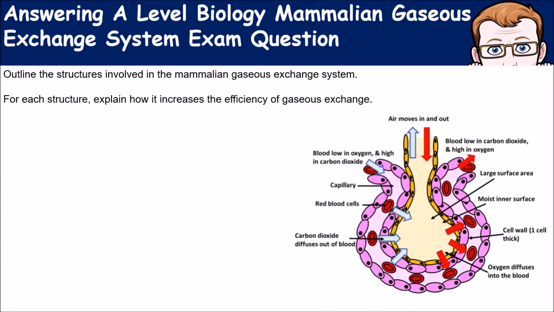If we look at a very quick question about it, this is a general question that can come up. It's talking about outlining the structures involved in the mammalian gaseous exchange system. For each structure, explain how this increases the efficiency of gaseous exchange. The fact that it says "for each" gives you the clue that there's more than one part it wants you to talk about.